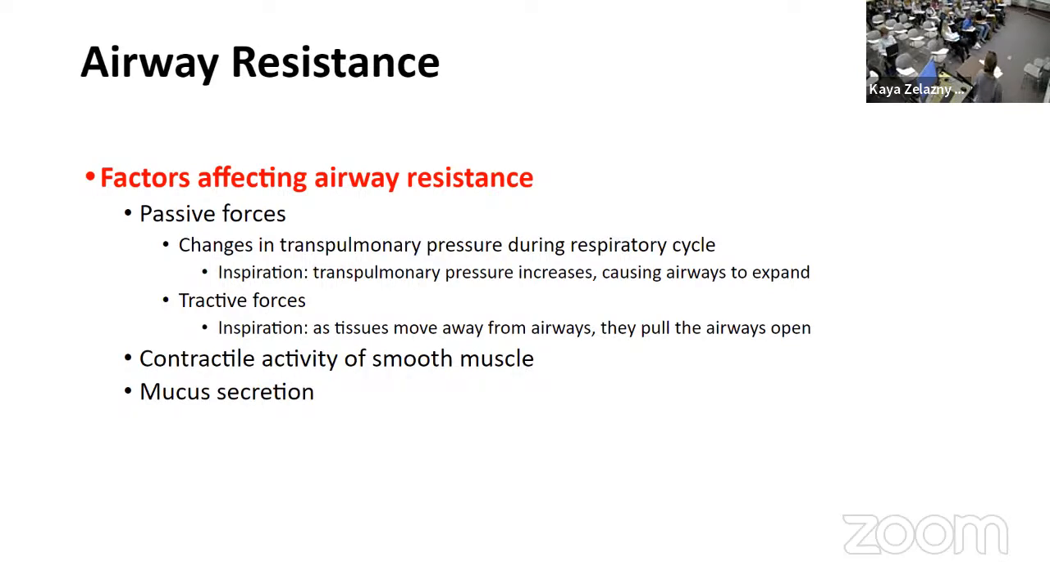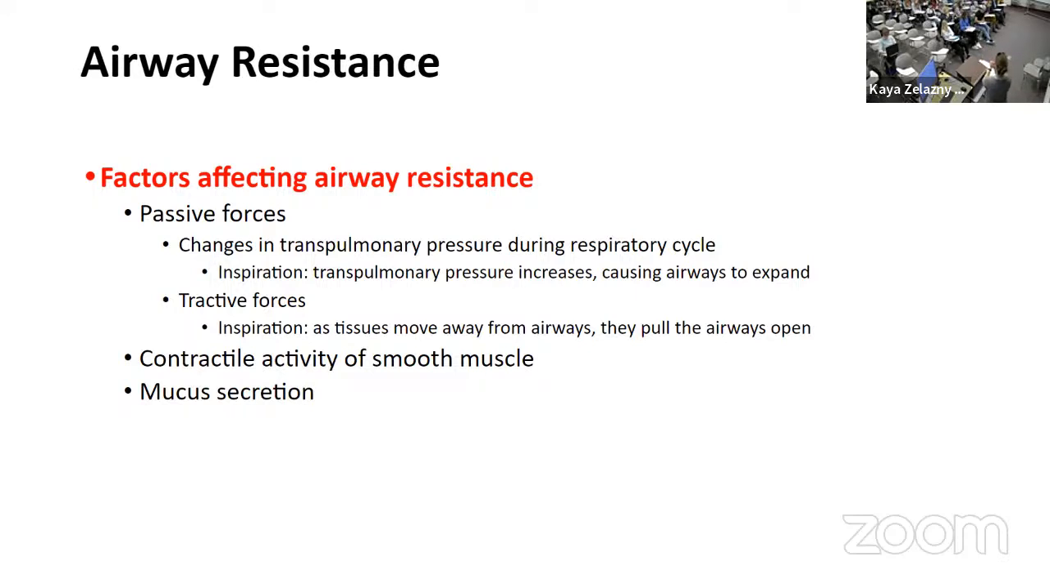One of the factors, or two of the factors, are passive forces. Two of the factors that affect our overall resistance in the airway are changes in the transpulmonary pressure during the respiratory cycle. The respiratory cycle is just that inspiration, then expiration piece. You breathe in, then you breathe out. That transpulmonary pressure was that distending pressure across the wall of the lung, alveolar pressure minus the intrapleural pressure. That transpulmonary pressure does cause our lung to change size and shape. So in a way, we are affecting resistance.